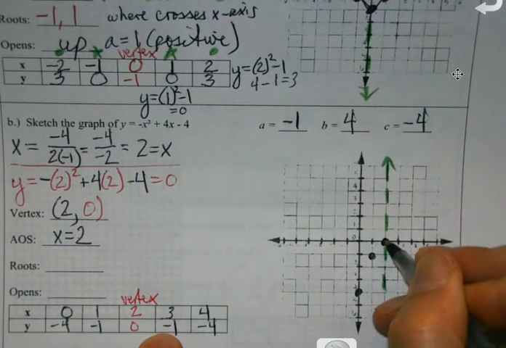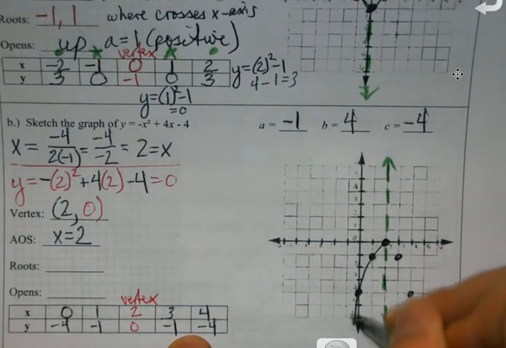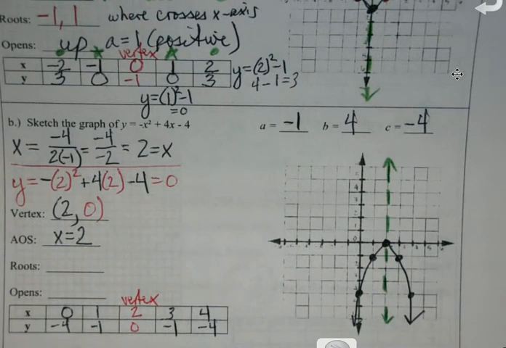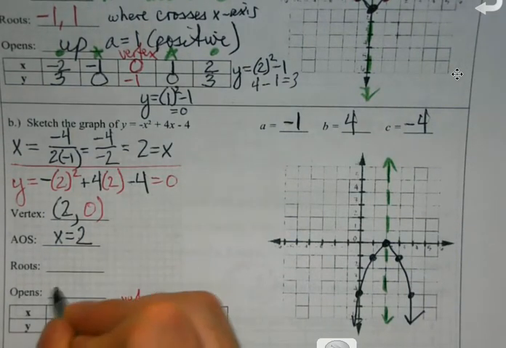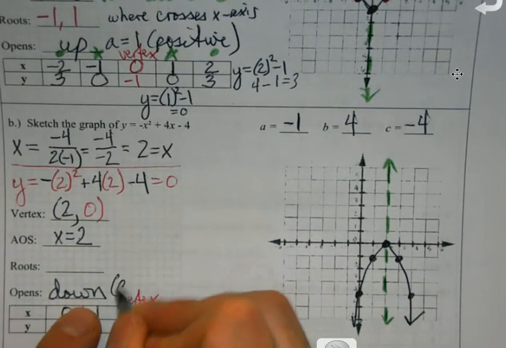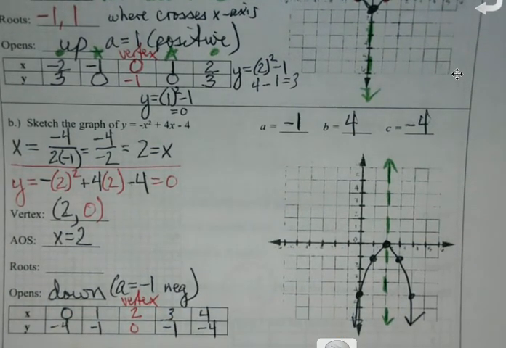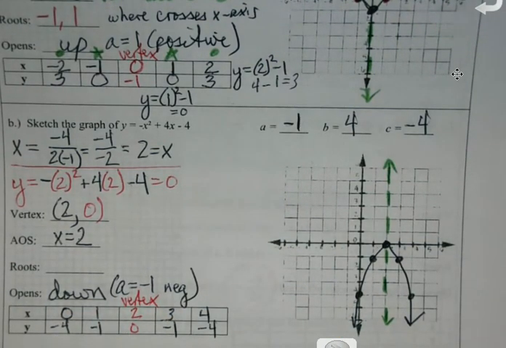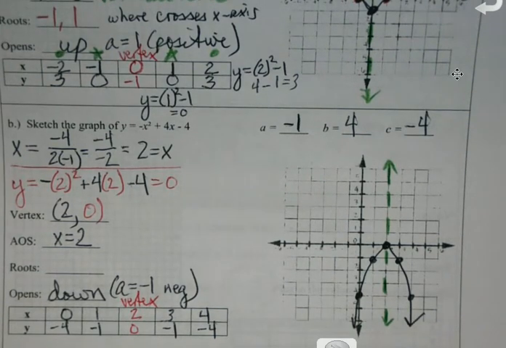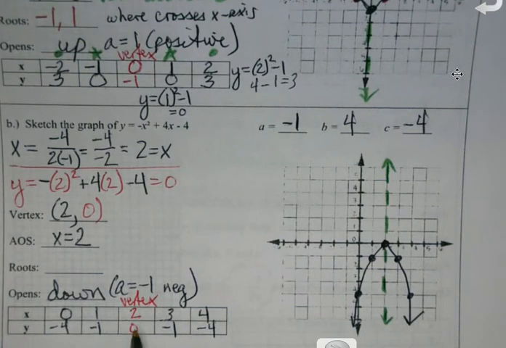I already have my vertex. 3, negative 1, 4, negative 4. And it looks like the picture I had before. So it lets me see it opens down, but I really don't even need the picture. If my A value is negative, it's going to open down. That's just the way it is. And then my root, or my intercept, is the only place that I see where y equals 0. So this time there's only 1. My root's at 2.